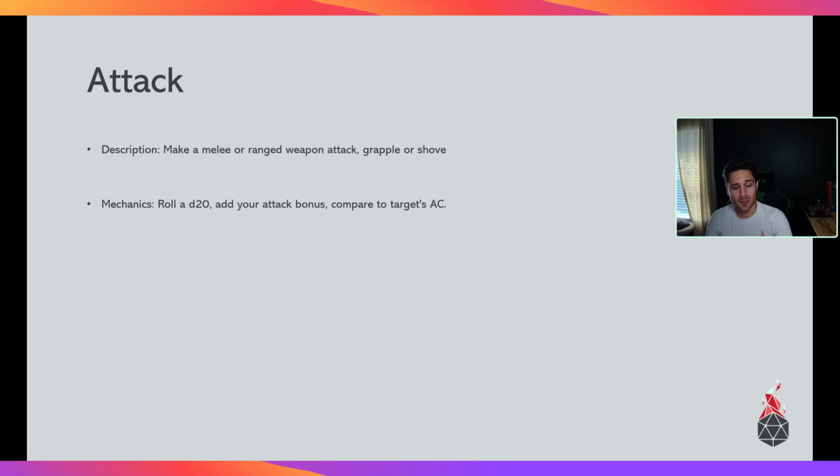Okay, first you can attack. This is when you can make a melee or ranged weapon attack. You can also grapple or shove with your attack. The mechanics of this are you roll your d20, add your attack bonus, and you compare it against the target's AC, their armor class. Tie goes to the attacker, so if their armor class is 16 and you roll and add your modifier and get a 16 or higher, that's called a hit. You hit that target and then you would roll for your damage.